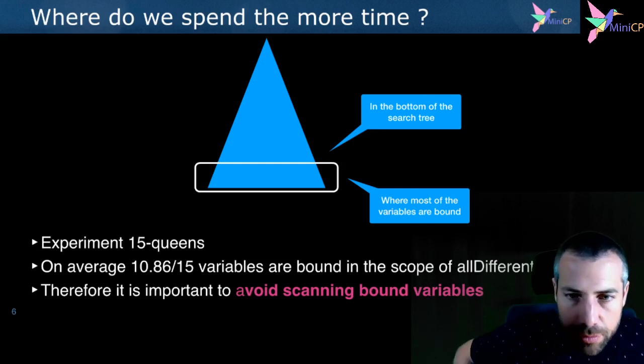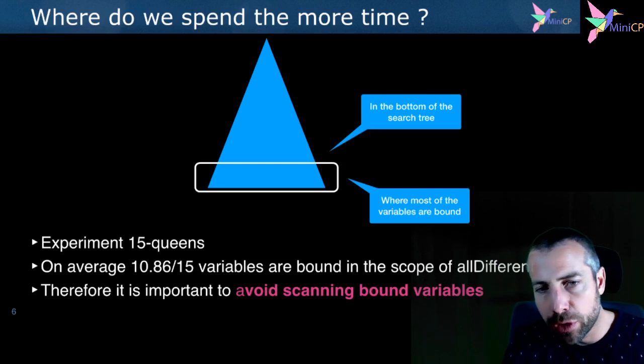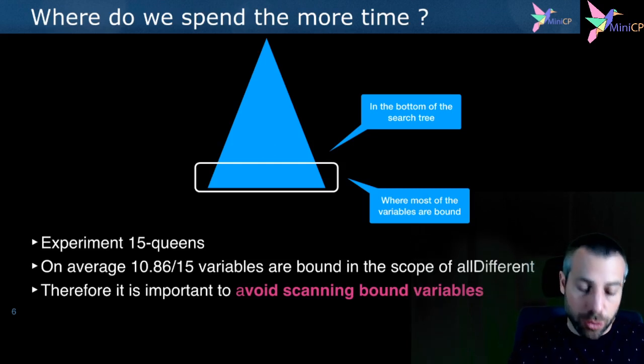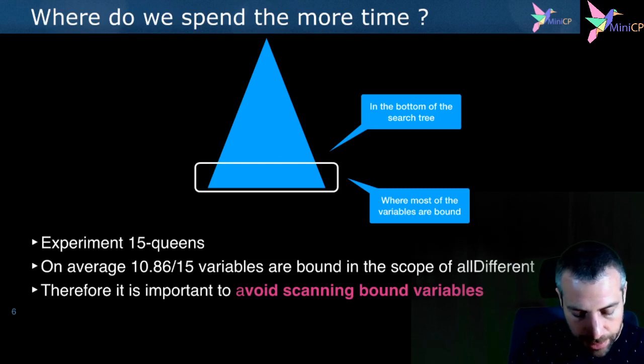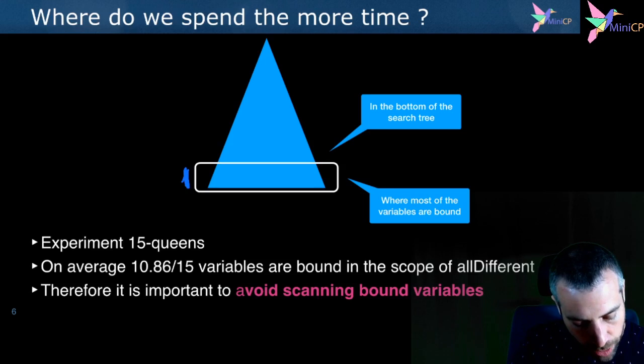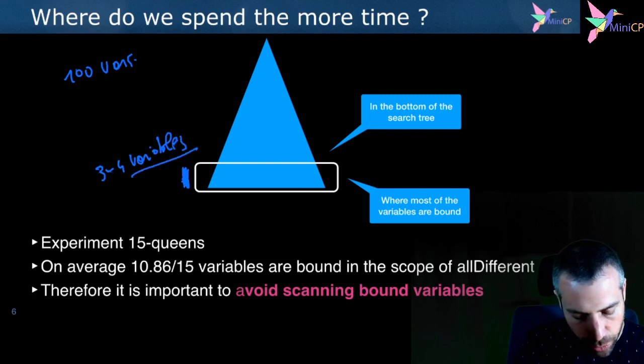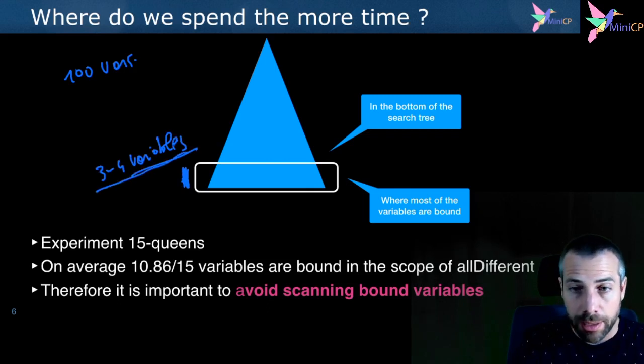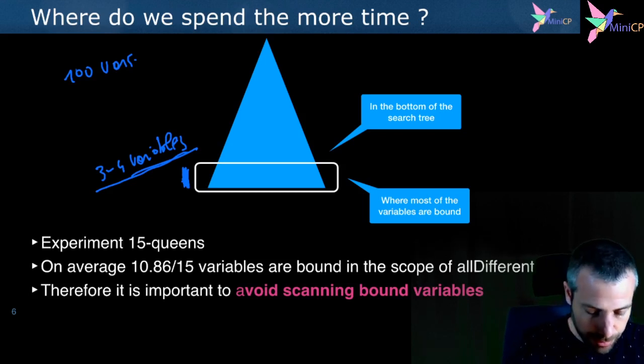Just to tell you a little bit why it is important to do this: you should never forget that most of the time you spend is at the bottom of the search tree, right? This is really the huge part of the search tree, okay? And at the bottom of the search tree, most of the variables are bound. So just to give one number, let's say that you have 100 variables. Maybe here at the bottom you have 3 or 4 variables that are not yet bound. Okay, so you have a very limited number of variables that are not yet bound, and unfortunately, this is where you spend most of the time in the search.